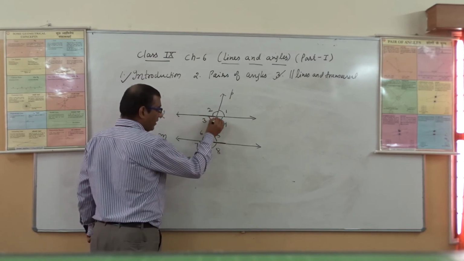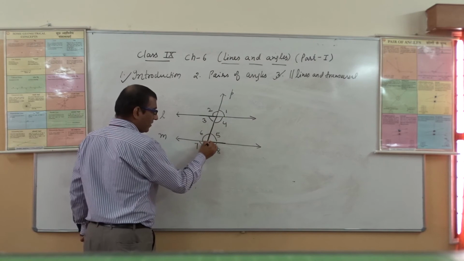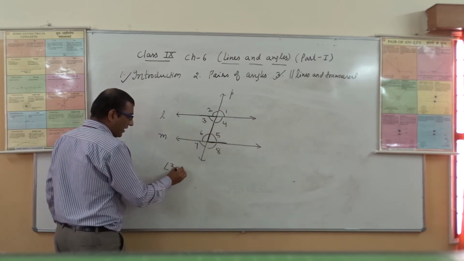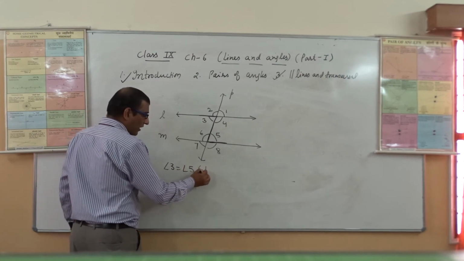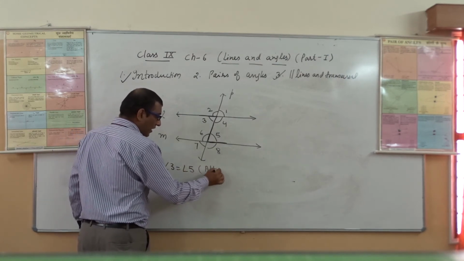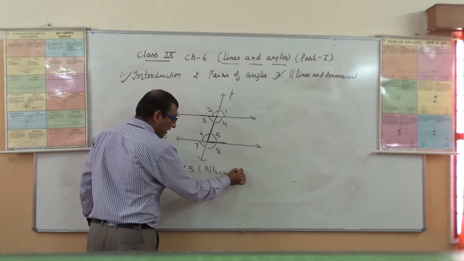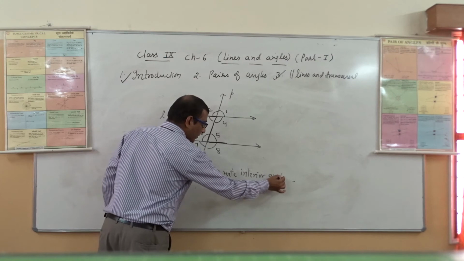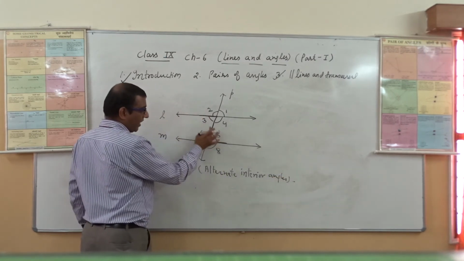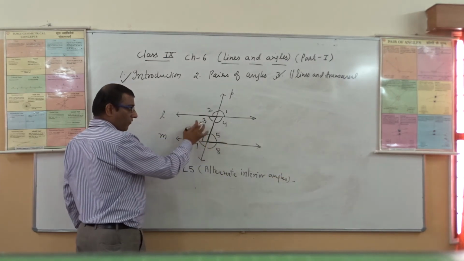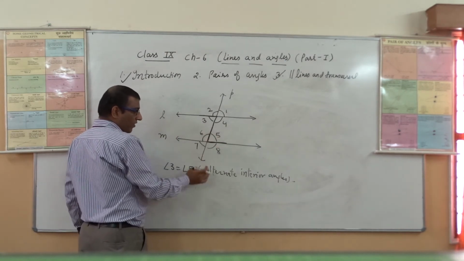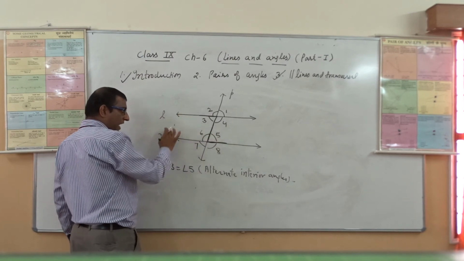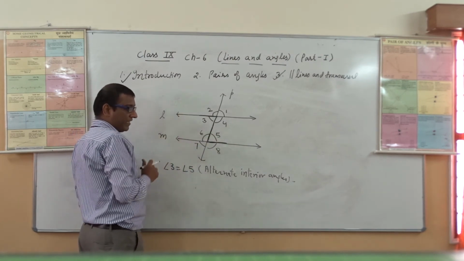Okay, again mark it. So we can say angle 3 and angle 5 both are related with alternate interior angles. If you see angle 3 and 5, a Z shape is there. So we can say angle 3 and angle 5 are alternate angles, and both the angles lie between L and M. That's why they are interior.